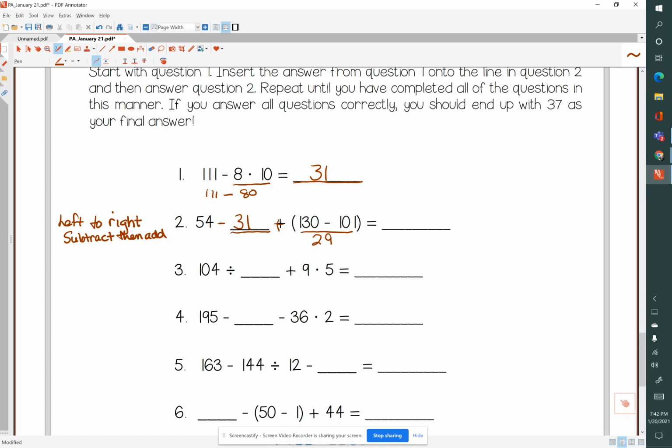So 54 minus 31 is 23. And then 23 plus 29 is 52. And that's our final answer. So let's put that in the next problem. Now we have 104 divided by 52 plus 9 times 5. Well, we have to evaluate those separately. So 104 divided by 52 is 2.